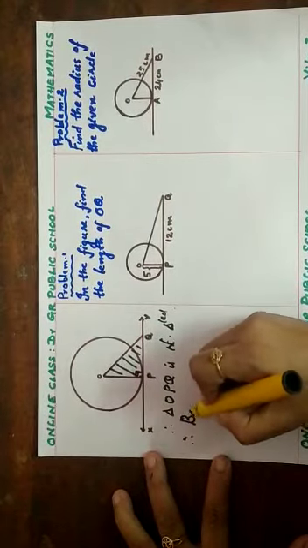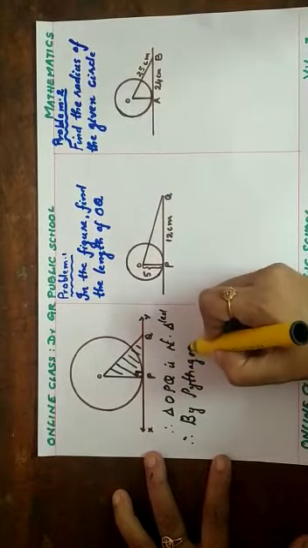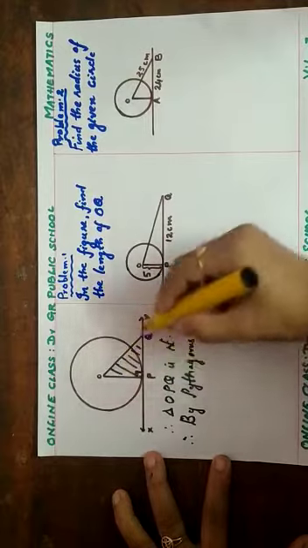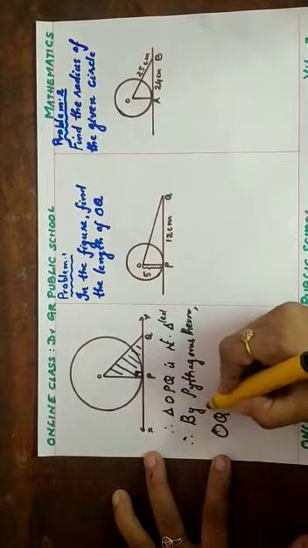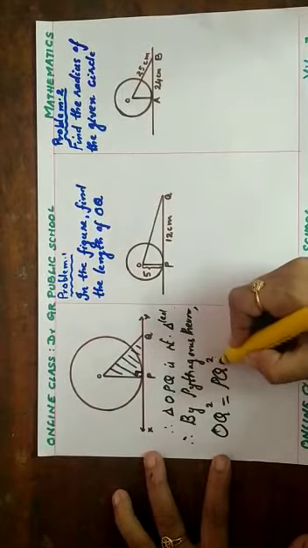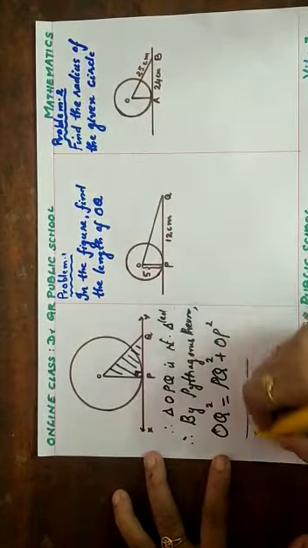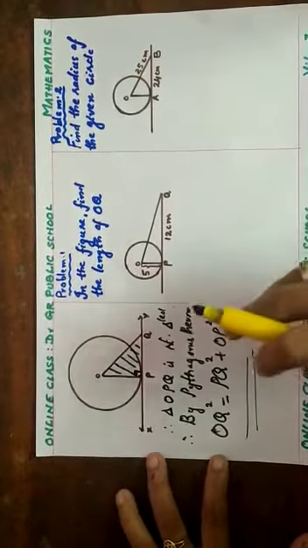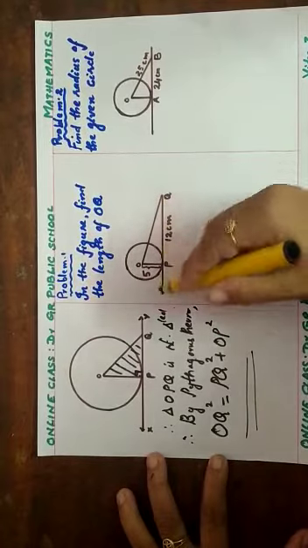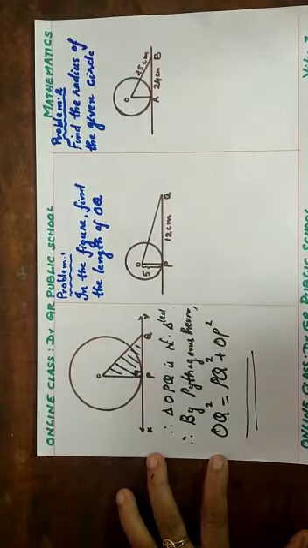Therefore, by Pythagoras theorem, you can say that the hypotenuse square, which is the hypotenuse OQ square, will be equal to the base PQ square plus the altitude OP square. This is the first point you need to know. In all these questions regarding a circle, if you have a tangent and a radius, you can take the angle between them as 90 degrees. That is theorem 1. Okay, study well.